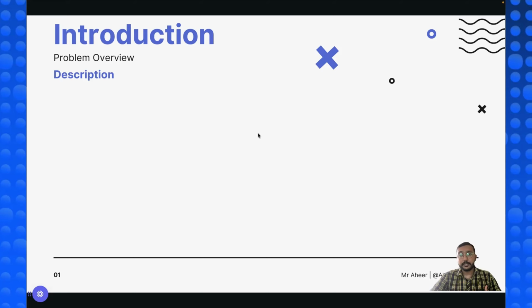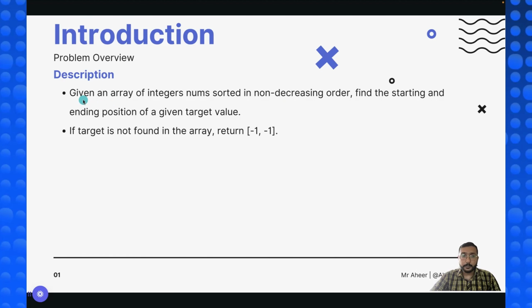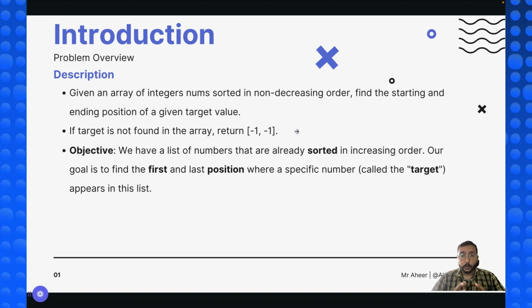Read the description and understand the problem and the objective behind it. First of all, given an array of integers nums sorted in non-descending order, find the starting and ending position of a given target value. If the target is not found in the array, return -1 and -1. So what is our objective here? We already have a sorted array. Our goal is to find the first and the last position of the element which matches the target.